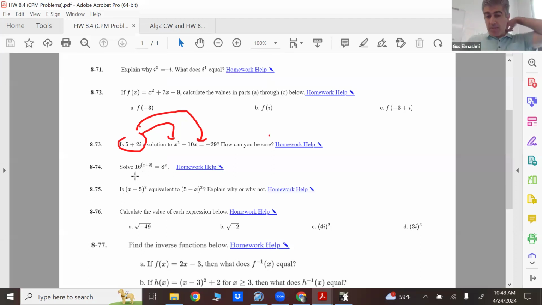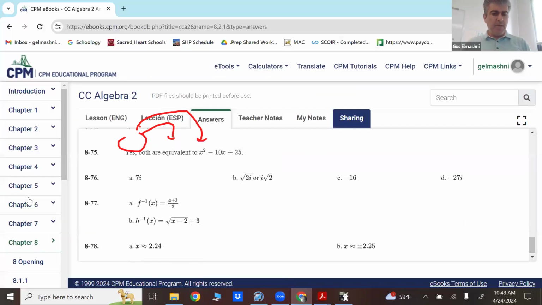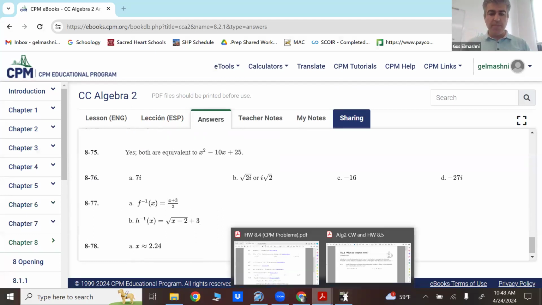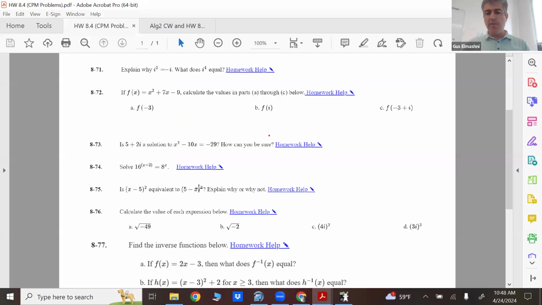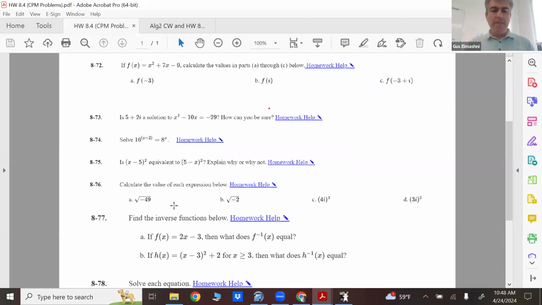For 74, change 16 to 2 to the 4th power, 8 to 2 cubed. Work it out using properties of exponents. You should be able to solve for it just fine. I think it was negative 8 for that one. For 75, they are equivalent. If you were to FOIL each of those, they'd be the same thing, because who cares if you reverse the x minus 5 to 5 minus x? You're squaring a negative, it comes out as positive anyway.